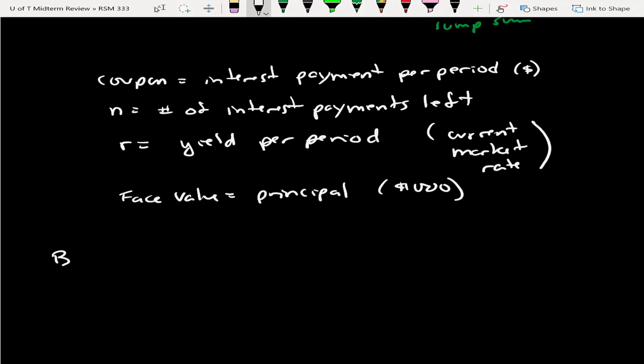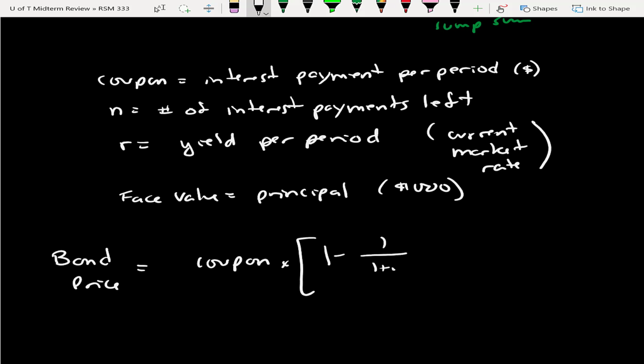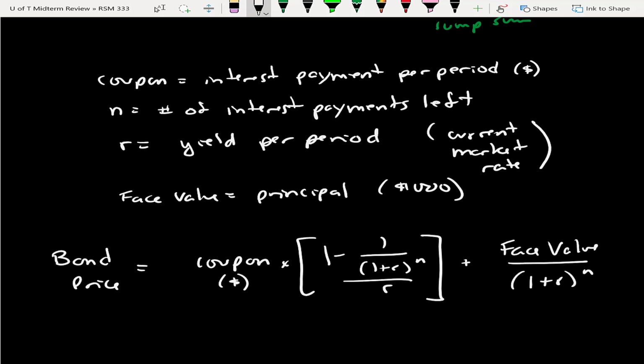The formula for a bond is, bond price is just going to be the sum of the annuity. So the coupon times 1 minus 1 over 1 plus r to the n, over r. Now remember, the coupon is in dollar terms, so that's the annuity payment, plus the face value divided by 1 plus r to the n. So the key here is you want to make sure that you're looking at the correct period. So if it's per year, n is in years. If it's per month, you multiply it by 12, and so on.